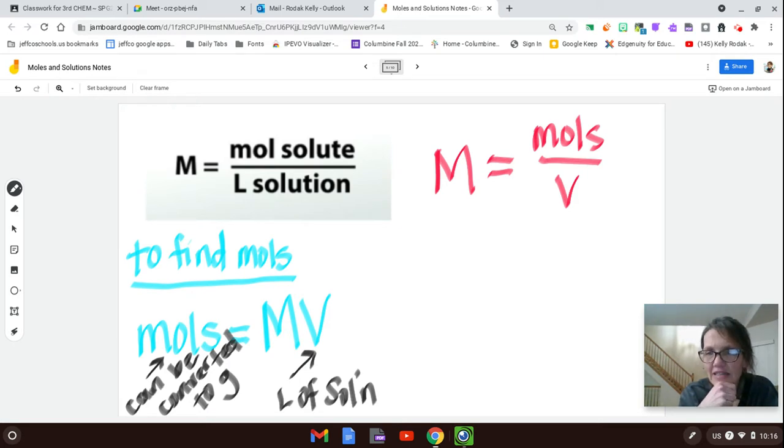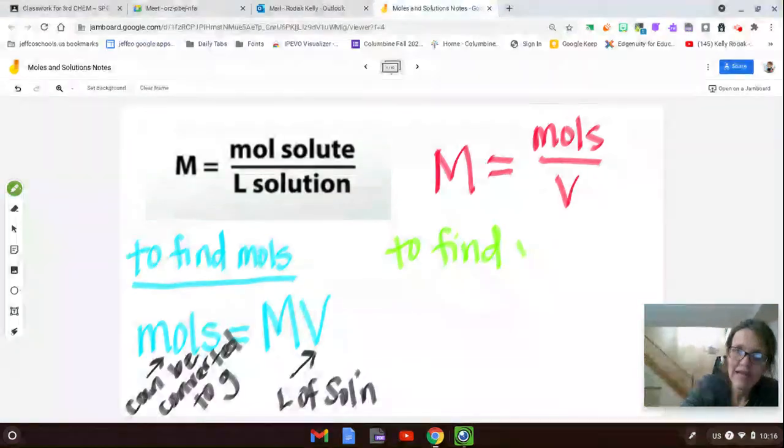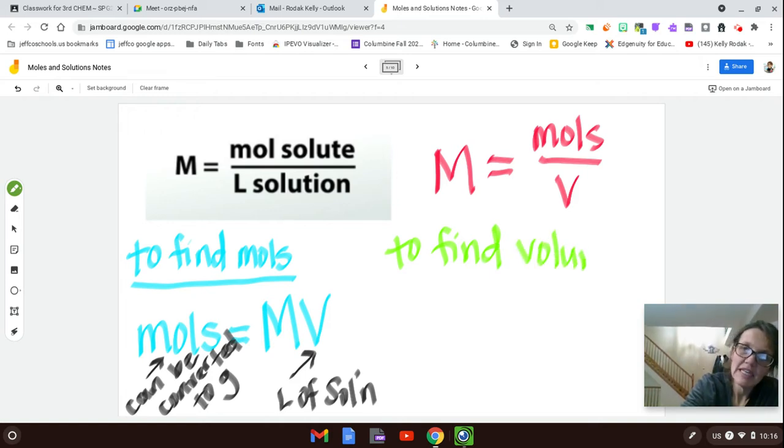And again, the V is equal to the volume, which is liters in solutions. Or let's say that you know the molarity, you know the concentration of your solution, and you know how many moles you need for a chemical reaction. You can calculate the volume of that solution that you need to go get off the shelf. So to find volume, we're going to take that same equation, but manipulate it a little bit differently. This is kind of the tricky algebra, right? We have to swing the volume to the other side and then divide to get it by itself.